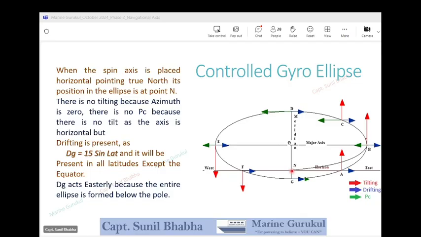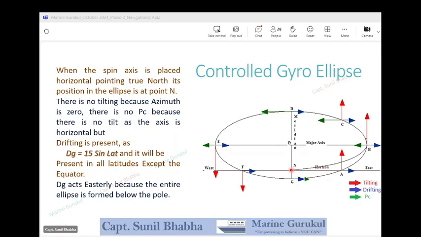When the spin axis is placed horizontal, pointing towards true north, it is at this particular location where the laser pointer is right now. The spin axis is horizontal, so it is pointing in the horizon. It is pointing northwards, so it is pointing in the meridian. So when the spin axis is placed horizontal pointing true north, its position in the ellipse is at this particular point represented by N.